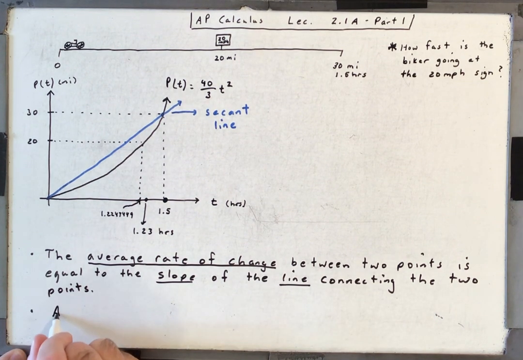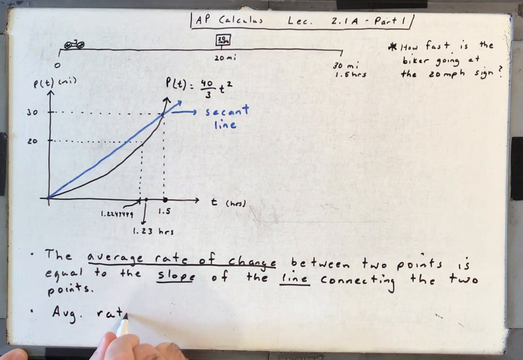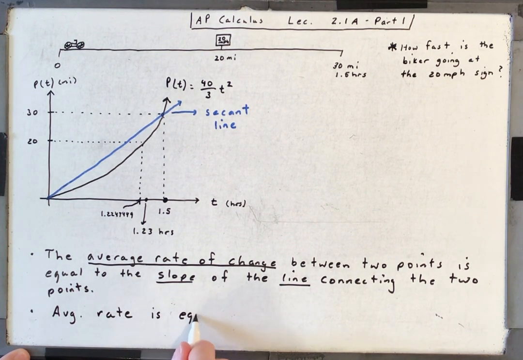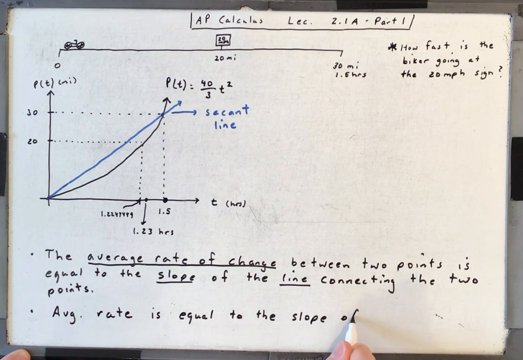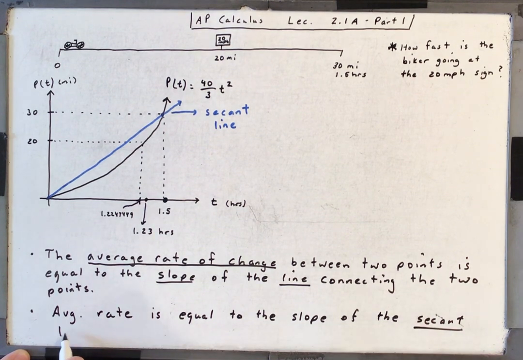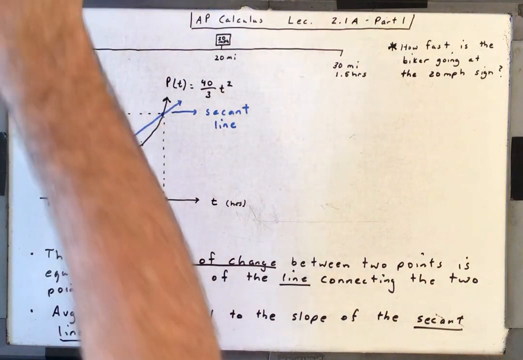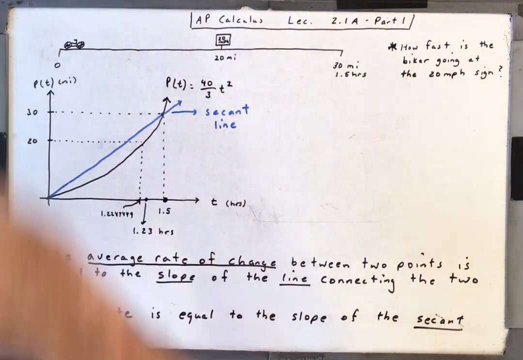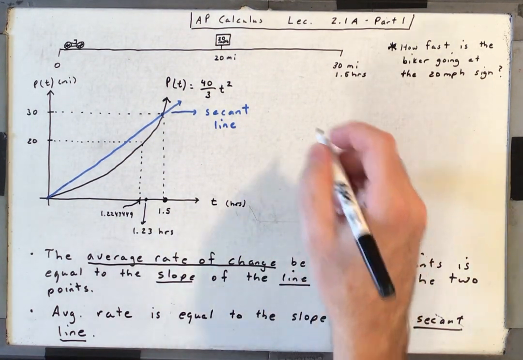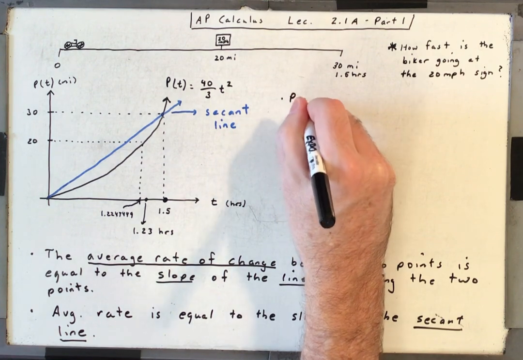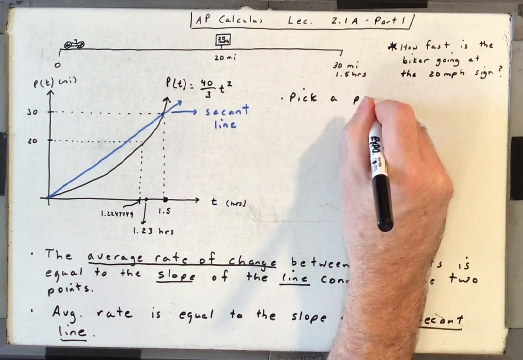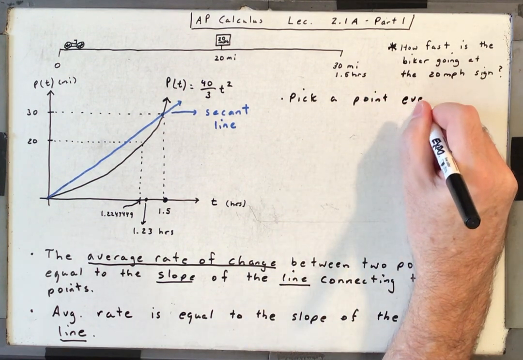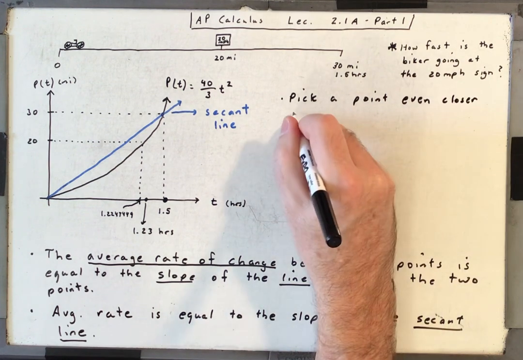Okay, so the average rate is equal to the slope of the secant line. All right. So what we're going to do, let's see if I can do this work up here. We're going to pick a point even closer to the sign.